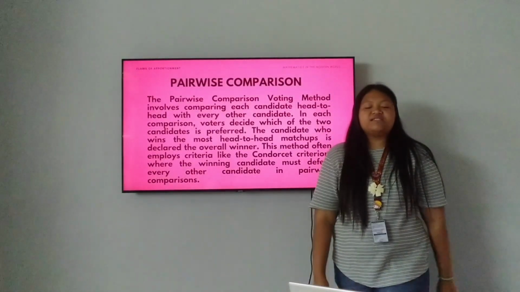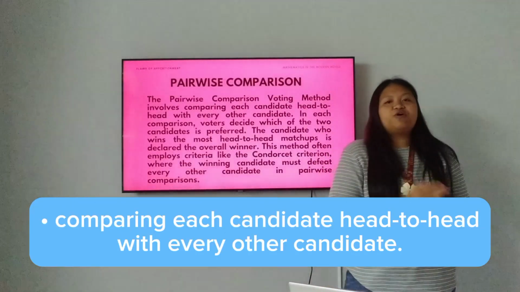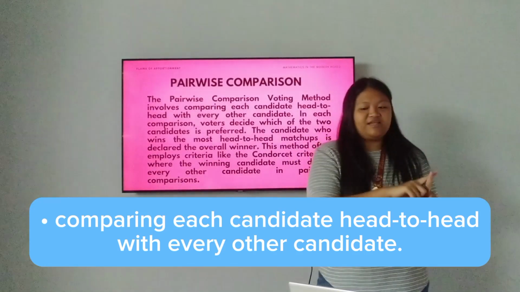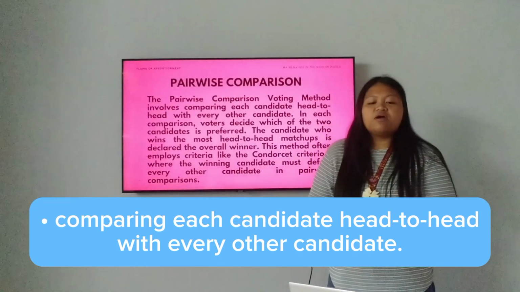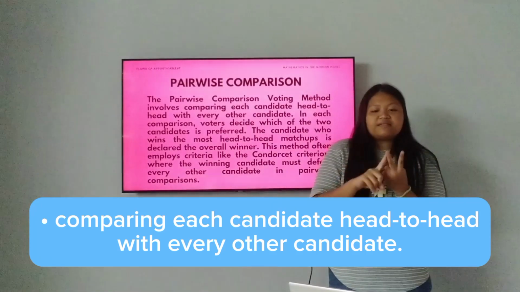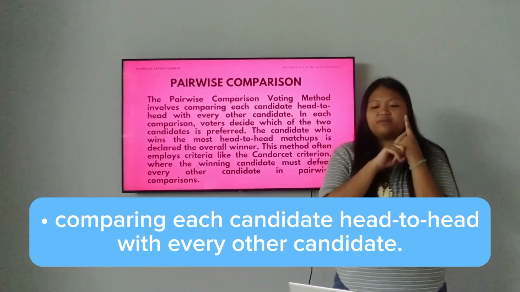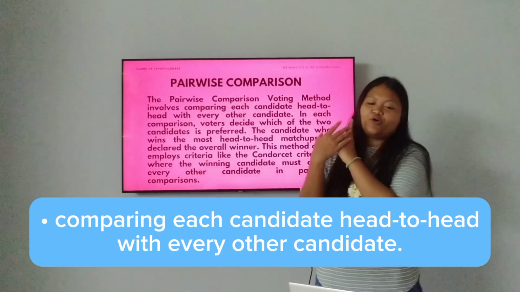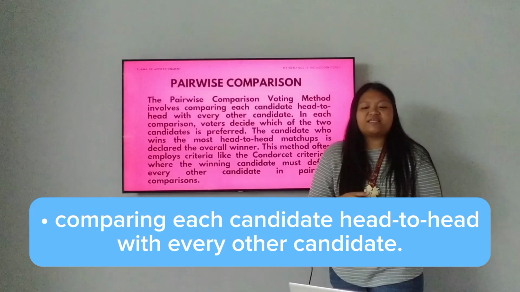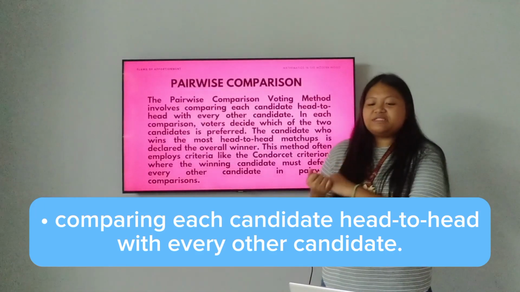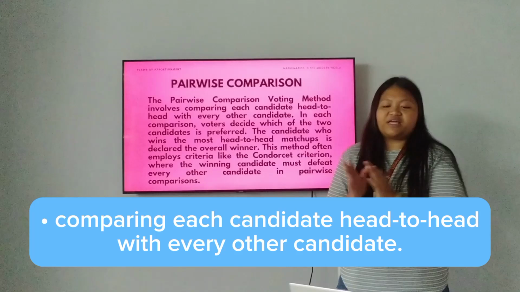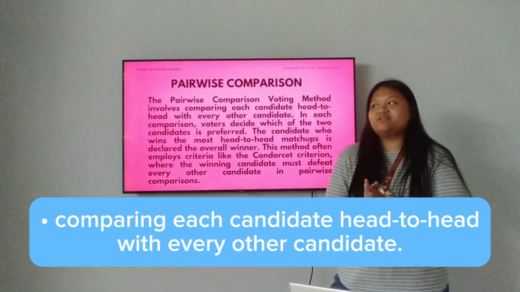Last is the pairwise comparison. It involves comparing each candidate head-to-head with every other candidate. In each comparison, voters decide which of the 2 candidates is preferred. The candidate who wins the most head-to-head matchups is declared the overall winner. This method often employs criteria like the Condorcet criterion, where the winning candidate must defeat every other candidate in pairwise comparisons.